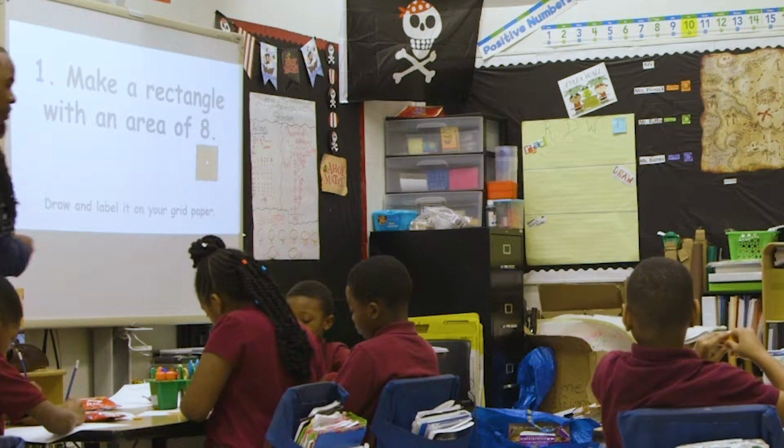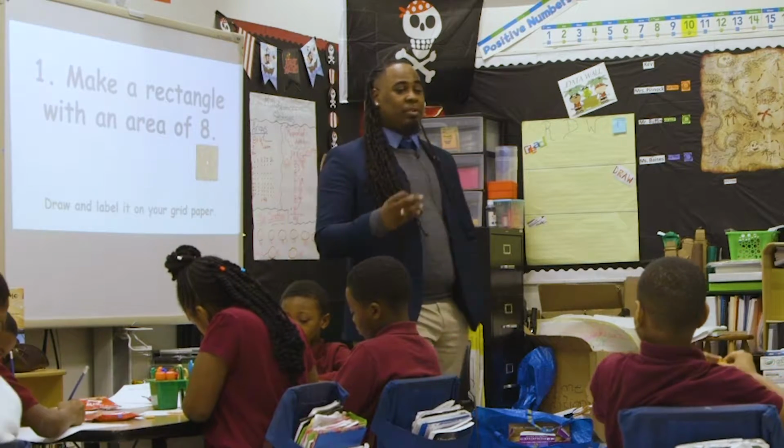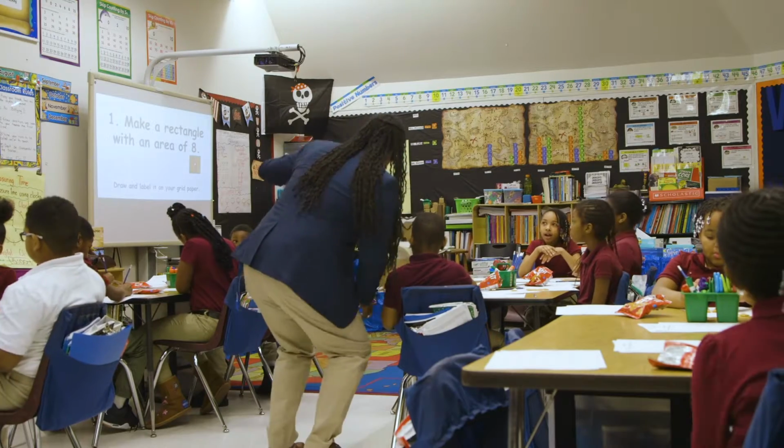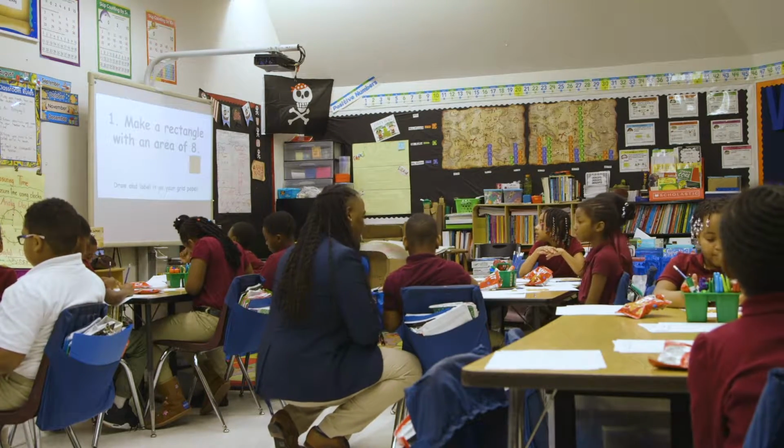I see a lot of great work. Go ahead and turn and talk to your neighbor once again and show them what you did to create your rectangle of 8. So look at what the direction said, Lawrence. It says make a rectangle with an area of 8.